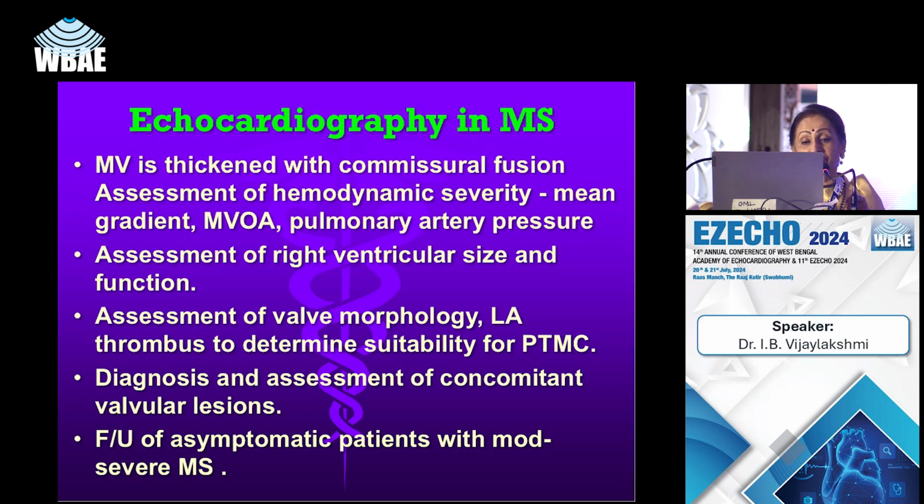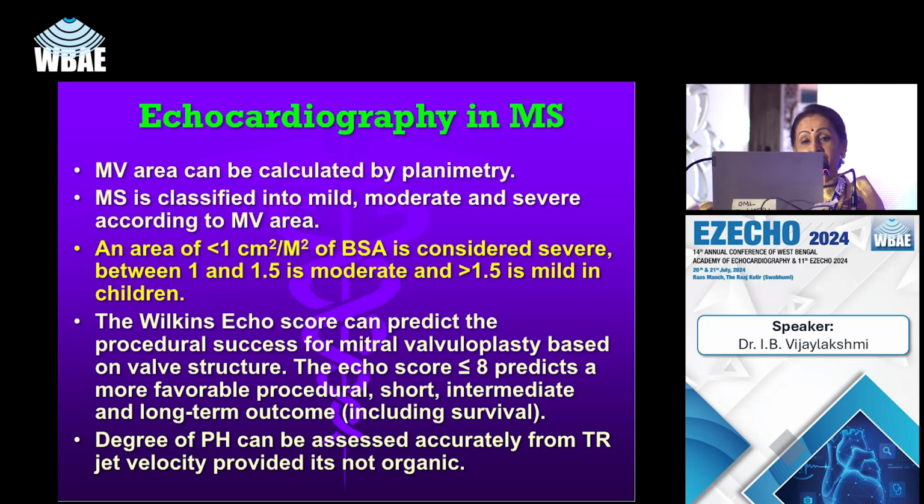Diagnosis and assessment of concomitant valvular lesions, and assessment of whether the patient is asymptomatic or not, is important. Now coming to the details of the echocardiography, mitral valve area can be calculated by planimetry. Mitral stenosis is classified into mild, moderate and severe according to the area. When it is less than 1 square centimeter it is severe, and more than 1.5 square centimeter is considered as mild.